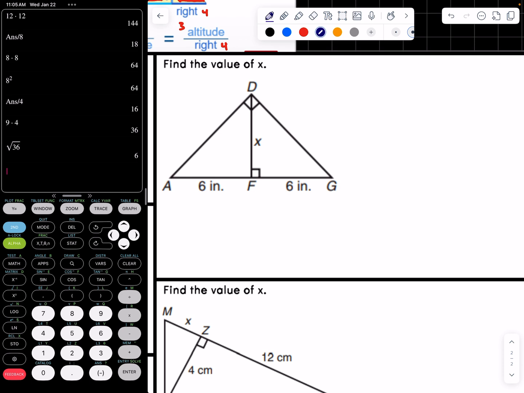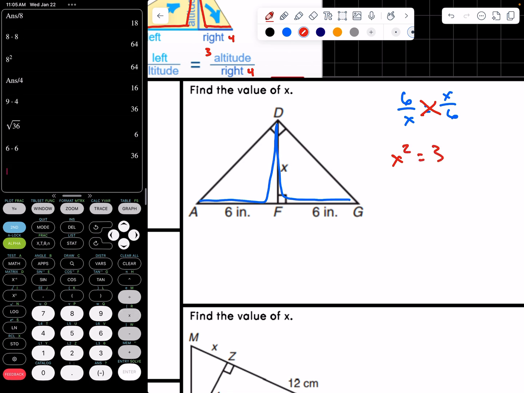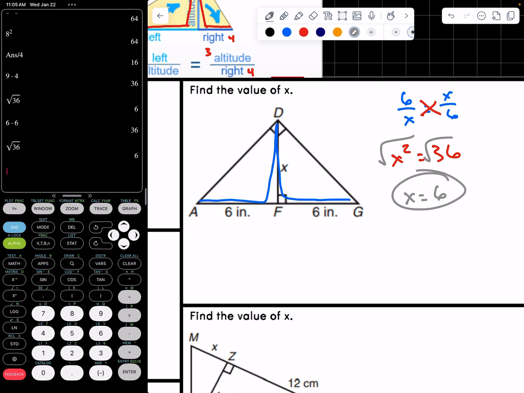On the right-hand side, same thing. Across, up, down, across. So 6 over x equals x over 6. We've got another situation where we're going to end up with x squared equaling 6 times 6, which is 36 again. So we've already done this, so we should know that x squared, not 32, 36, square root of 36 equals 6.